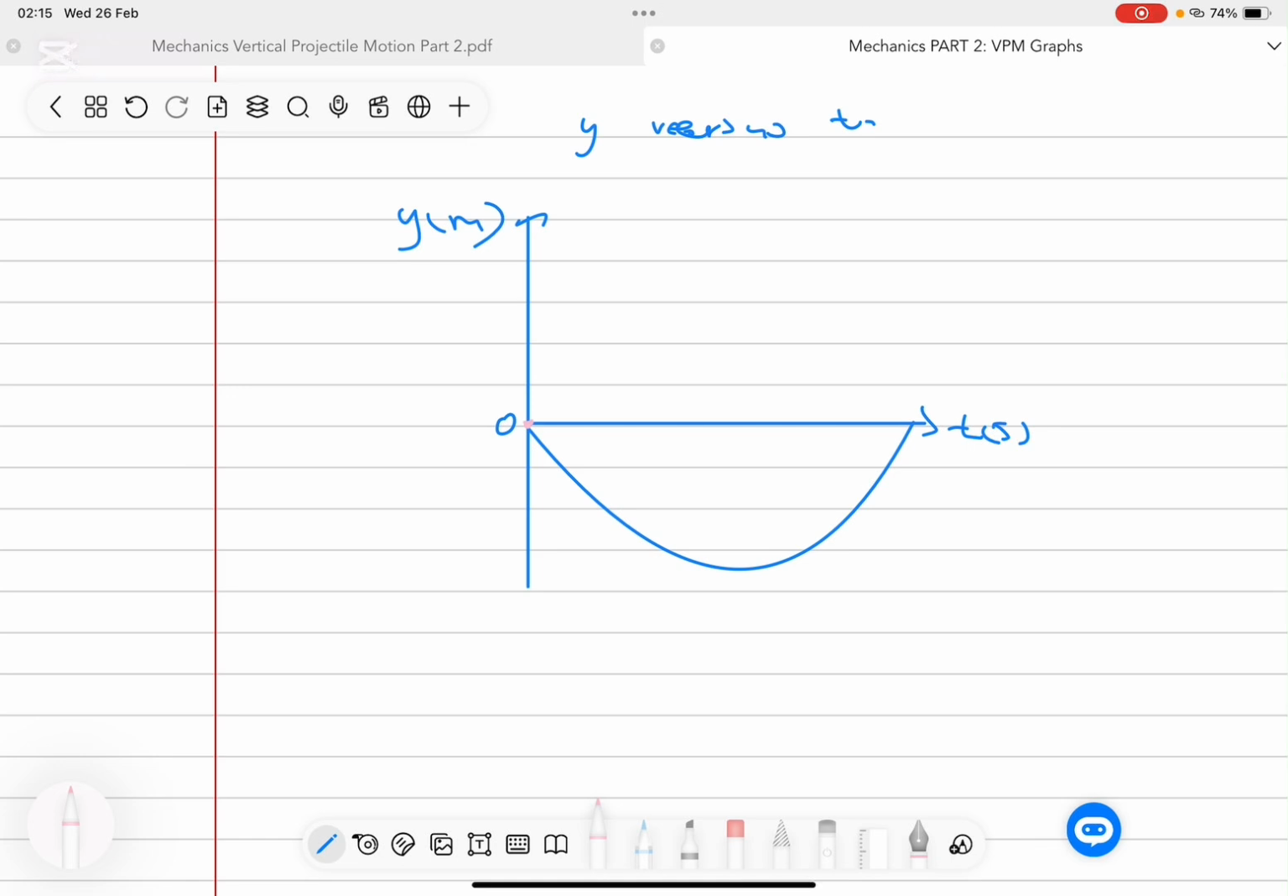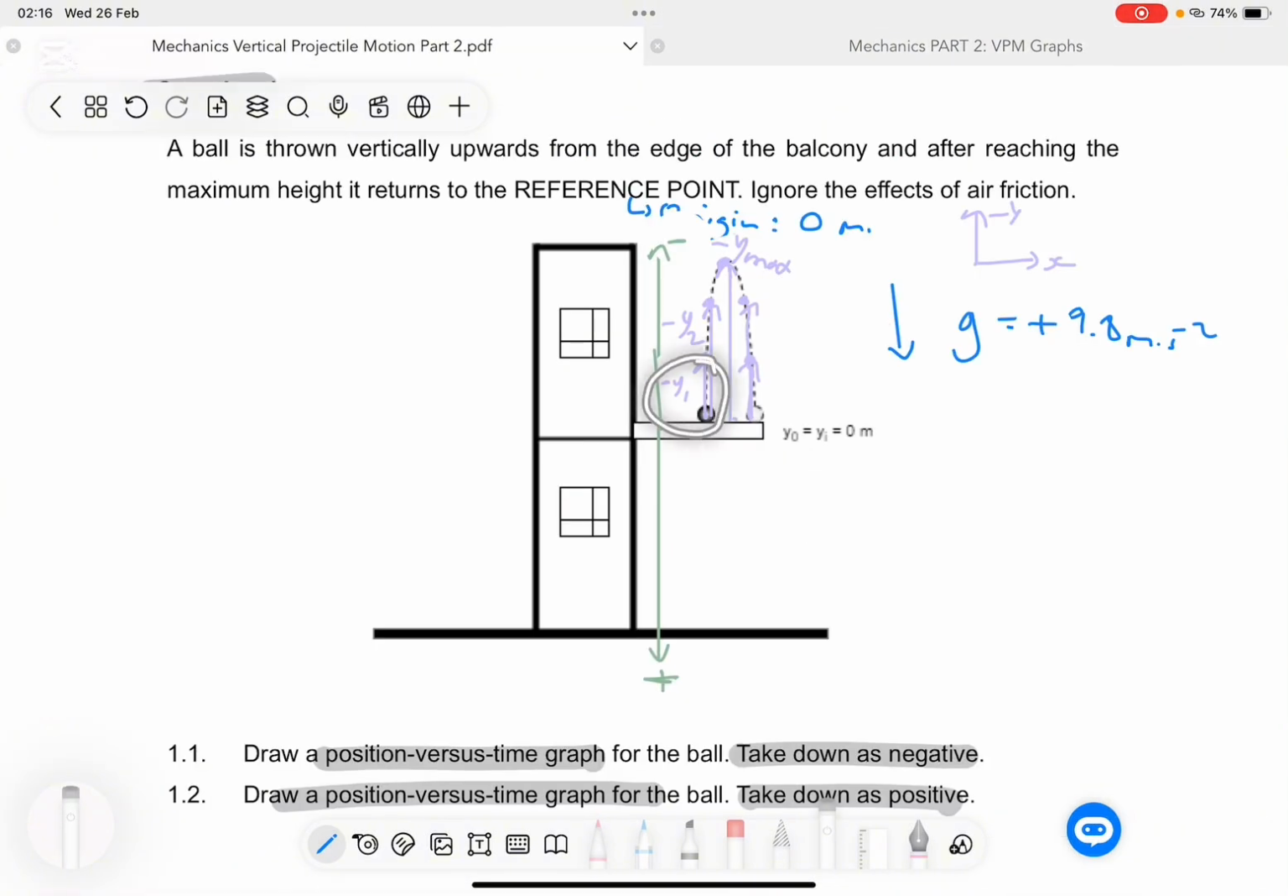Now the time will increase as the ball goes upwards. That means we get to some point here where we have t1, and at t1 we can see that the position has increased. We're going to have y1. It has increased from 0 to this position, but it is in the negative direction, and that's exactly the direction that we chose because we said up is now negative.